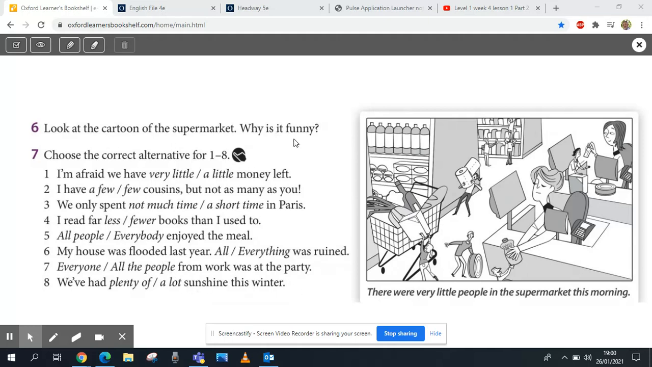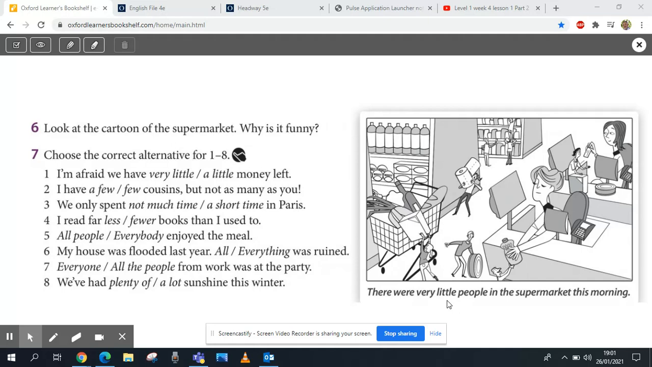Look at the cartoon of the supermarket. Why is it funny? It says there were very little people in the supermarket this morning. Now, I would ask you why that's wrong, or if it's right, because they are little people. Of course, little people don't exist. So this is not the Harry Potter supermarket. Now, we can count people, and we can't count little. We use little for words or quantities that we can't count.